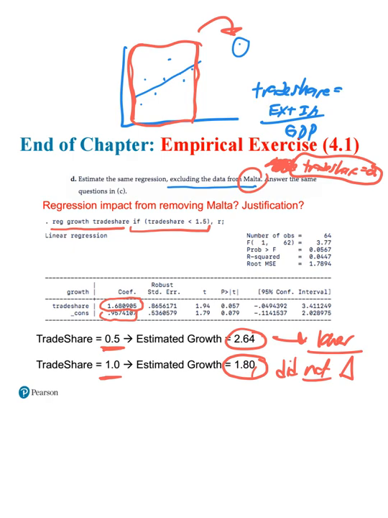All right, so we looked at an empirical exercise. We looked at some end of the chapter exercises. That concludes this review of Chapter 4.